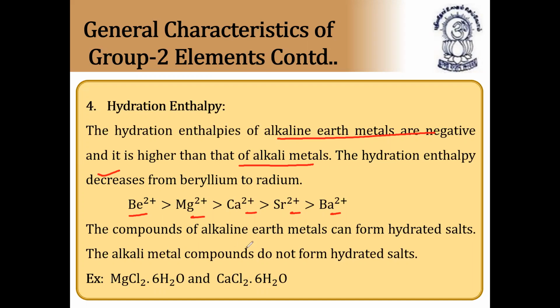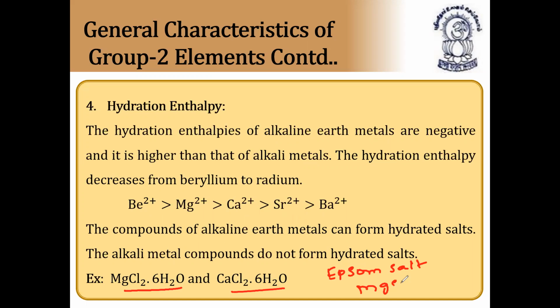The compounds of alkaline earth metals can form hydrated salts. Example, Glauber's salt, Epsom salt, like that. So what is Epsom salt? MgSO4.7H2O. Epsom salt is MgSO4, that is magnesium sulfate, hydrated magnesium sulfate dot 7H2O. So they can form hydrated salts.